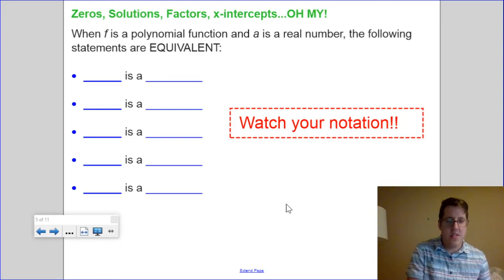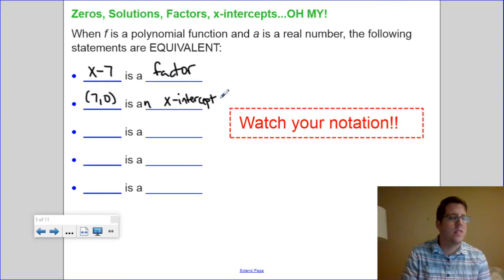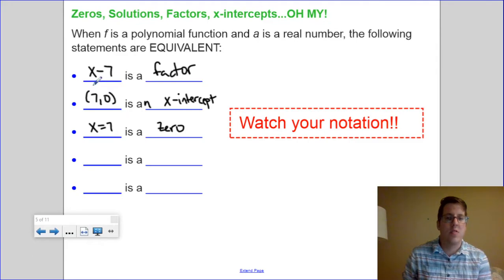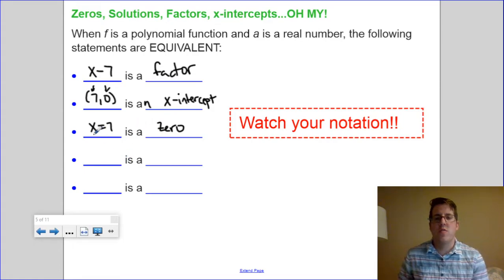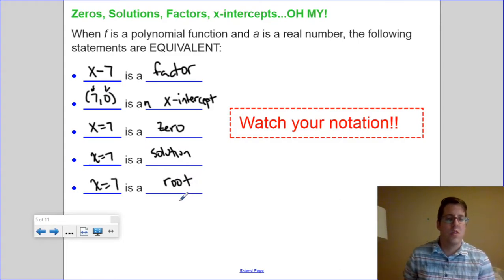All right, so here are some different ways that we can say the same thing. Saying x minus 7 is a factor is the same thing as saying that (7, 0) is an x-intercept. Now that's the same thing as saying that x equals 7 is a 0, because if you plug in an x value of 7, you get a y value of 0. Other terms that we use for that are a solution and a root.